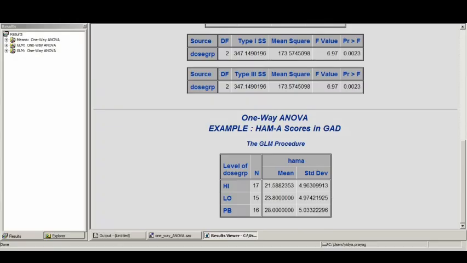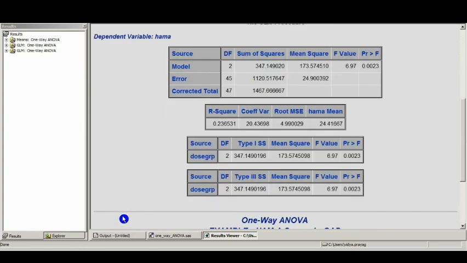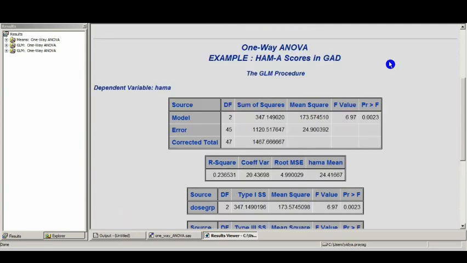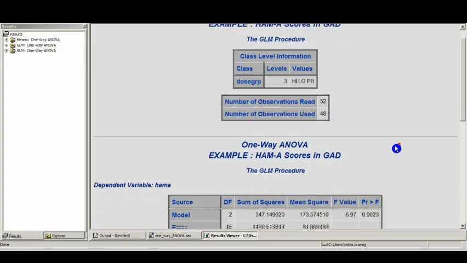Let me go to, I have run this code for you, and here you get to see the output of the SAS code. There are three levels of dose group because there are three treatments. Number of observations read were 52, number of observations used were 48 because there were some missing observations.